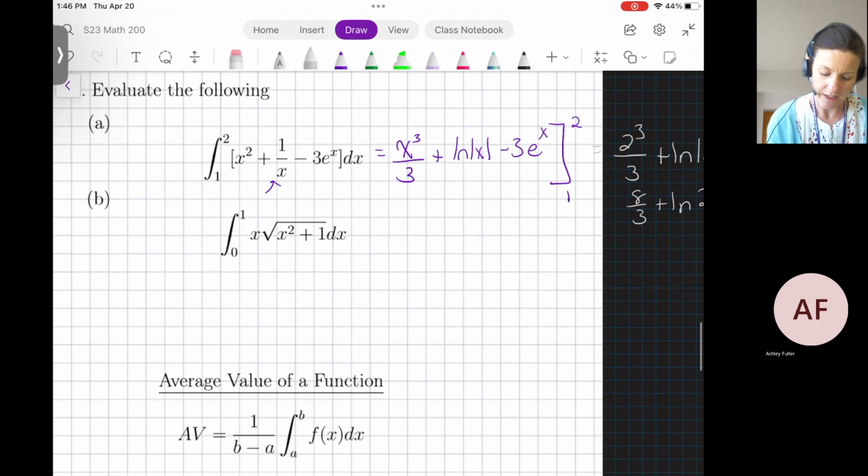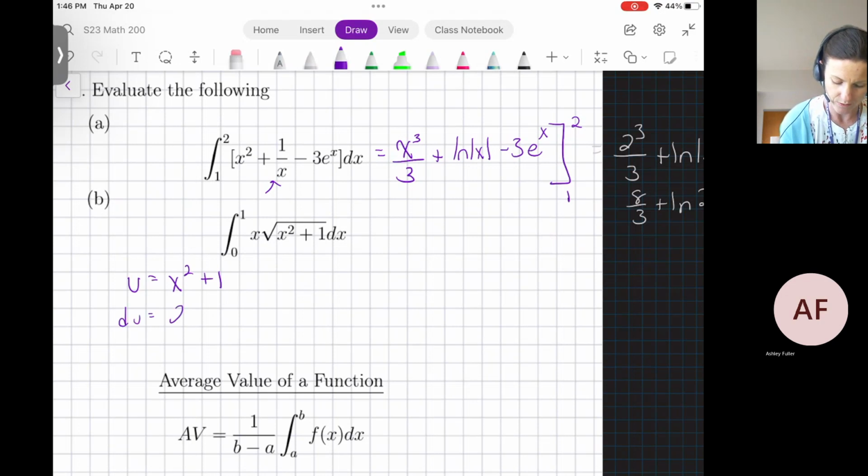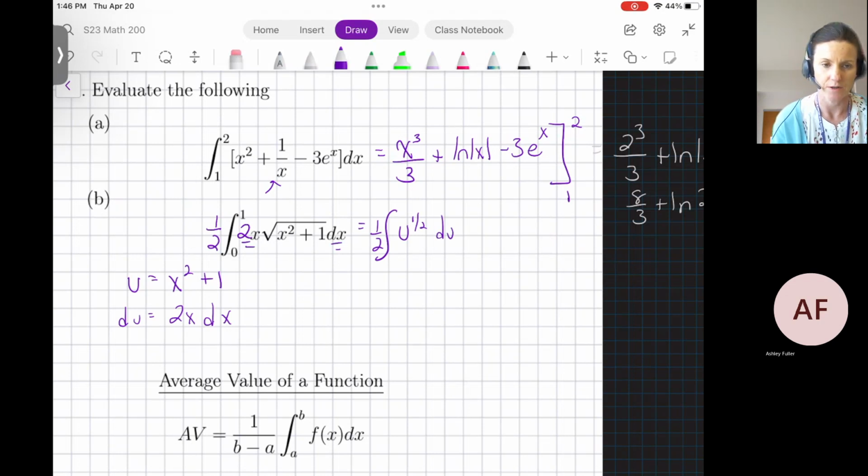In this example, we are going to have to use u substitution. Remember, we're going to choose our u to be based on the higher powered function, which gives us u is x squared plus 1, resulting in du is equal to 2x dx. We see here we're missing a 2, so if we multiply by 2 on the inside, we multiply by 1/2 on the outside, which gives us 1/2 u to the 1/2 du.